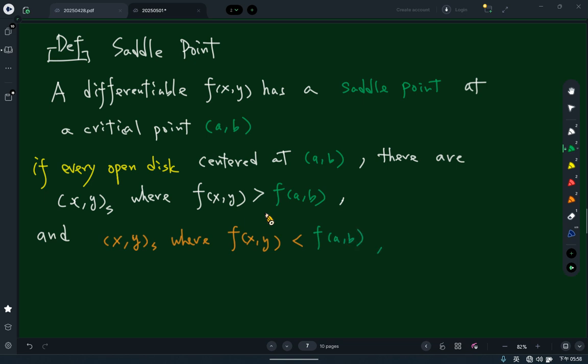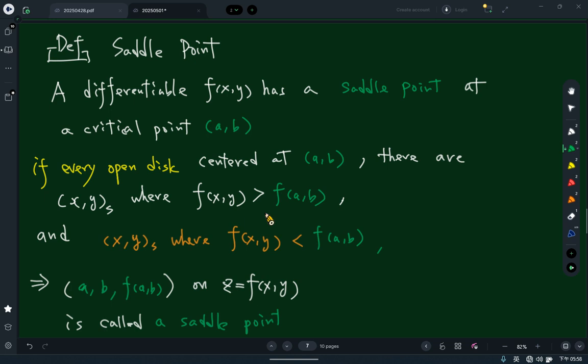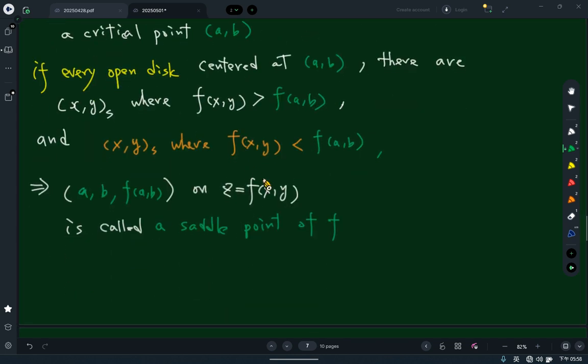Then in this case, the point AB, f of AB, this is the space point on z equal to f of x, y, is called a saddle point of f. So I can draw the saddle point for your reference.